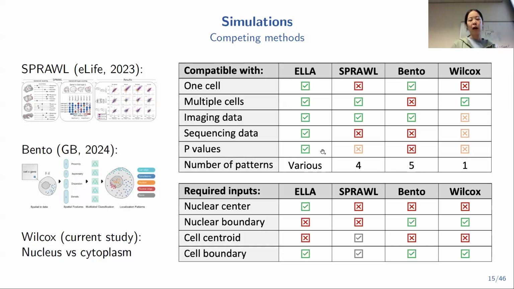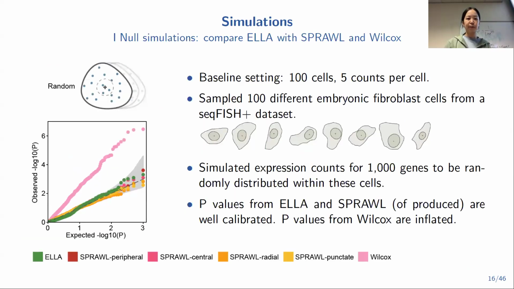Overall, our method can be applied to most cases and is flexible. It also requires less information, because we don't need nuclear boundary segmentation, we just need the nuclear center. So this is the idea of the competing methods we have, not many.